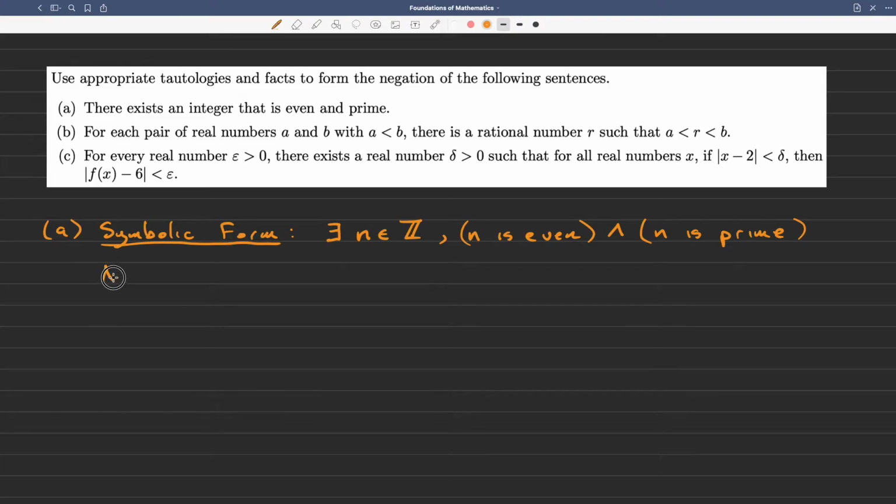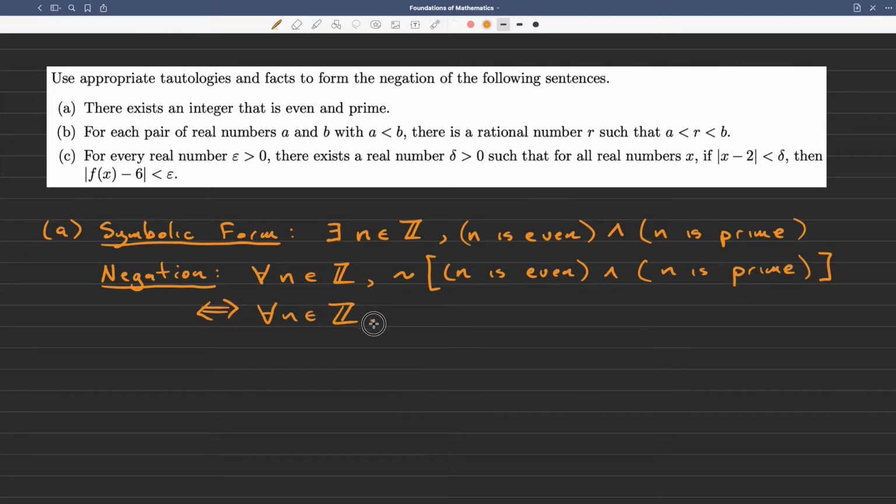And now I'm going to look at the negation. Okay, when I negate existential quantifiers, they become universal. So for every n in integers, and now I need to do the negation of n is even and n is prime. Now, I remember De Morgan's law for negating and statements says that that would be the negation of the individual pieces, and becomes or, and then we negate the next piece, n is prime.